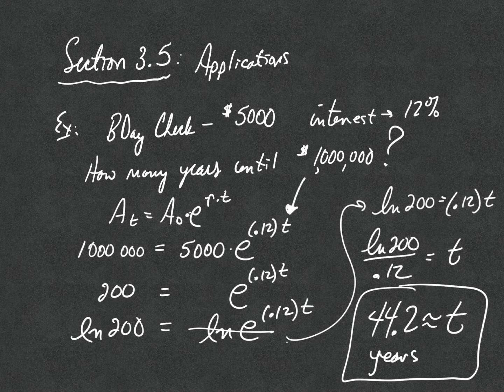And since, again, I forgot who got the birthday check, but let's say it was a 17-year-old. So after 44.2 years, then you'd be 61. Just a bit over 61, that $5,000 check would turn into $1 million. Not a bad return on the investment. Pretty good profit, so to speak, on that after so many years.